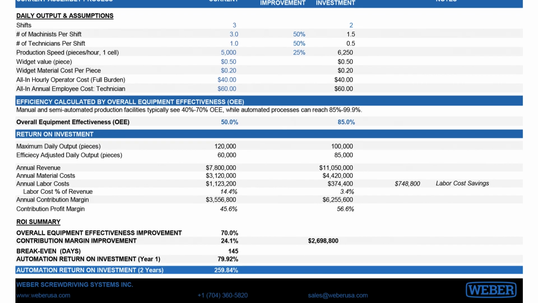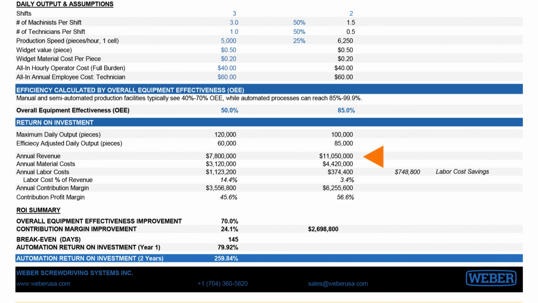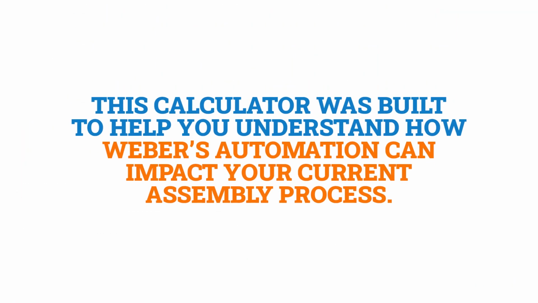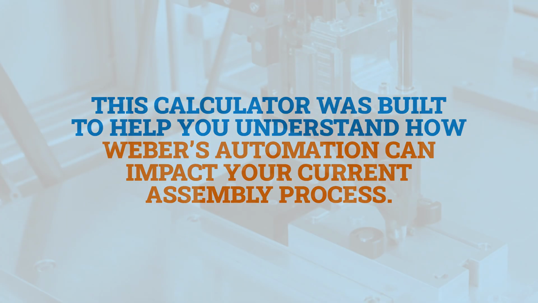Then, other important calculations show your annual revenue, your material cost, your annual labor costs and savings by switching to a Weber automated screw driving solution. Finally, we show your improvement in contribution margin here, and showing your ROI over 2 years of over 250%, and in 1 year, about 80%. This calculator was built to help you understand how Weber's automation can impact your current assembly process.